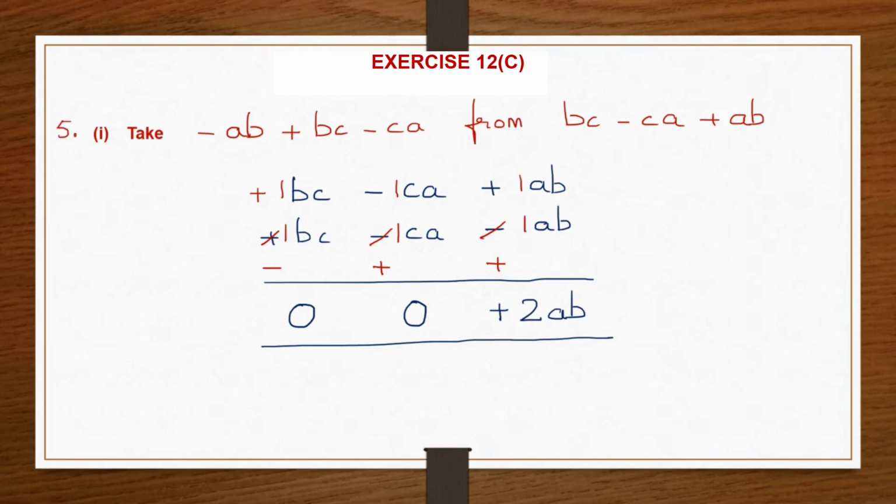So let's write the answer here separately. The answer to the first sum is simply 2AB. So this is our answer. We need not put the zeros. Our final answer is simply 2AB. Let's move on to the next question.